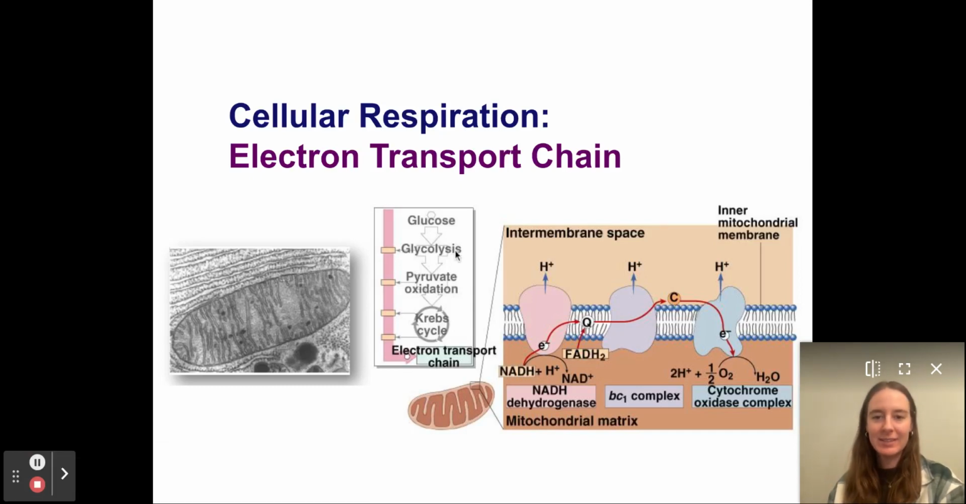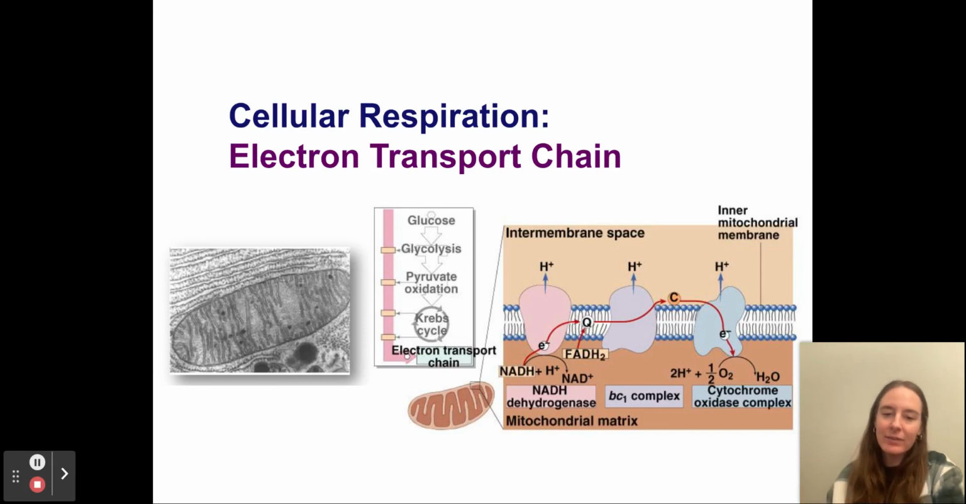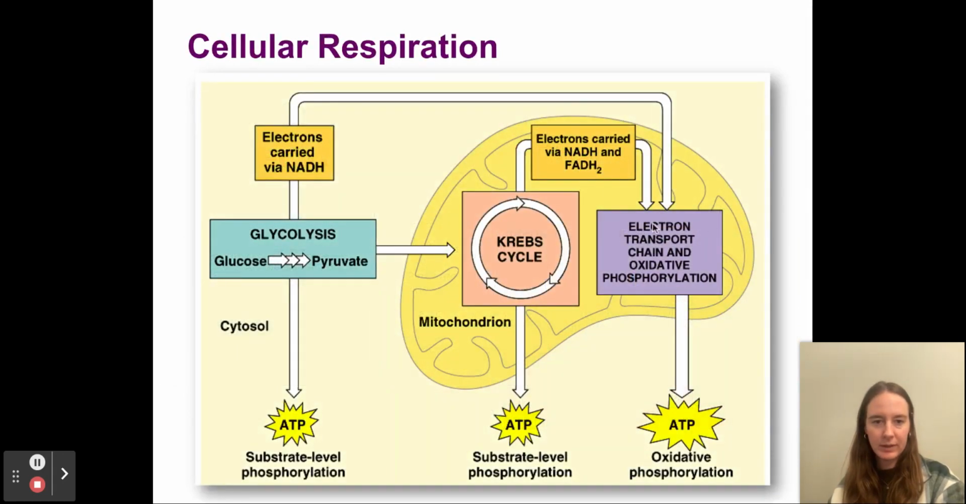We finished glycolysis, we finished pyruvate oxidation, we finished the Krebs cycle, we've made a little bit of ATP, right? We've made 4 ATP total so far, but we've really made a ton of energy-carrying molecules, NADH and FADH2, and we're going to now cash those in to generate a bunch of ATP using something called the electron transport chain. So we're in this step here.